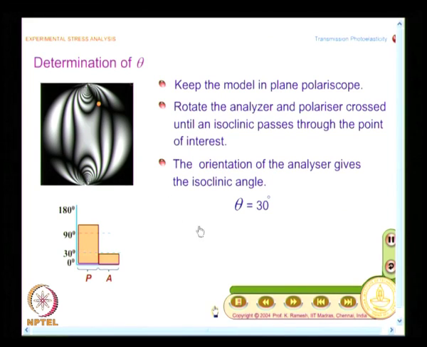In modern days, you replace your human eye with an electronic camera and you do intensity processing, and you are in a position to enhance the accuracy. So, determination of theta is fairly simple. Now, we move on to find out how to get the fringe order n.